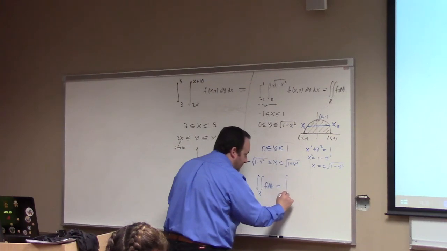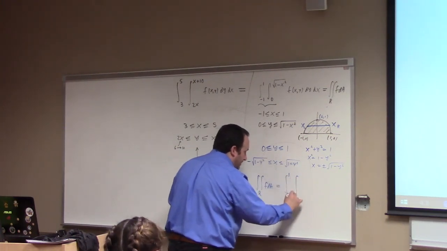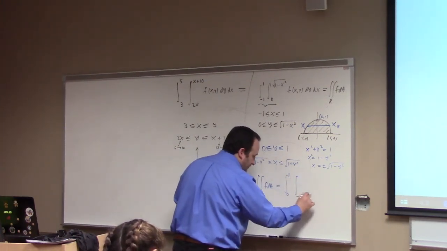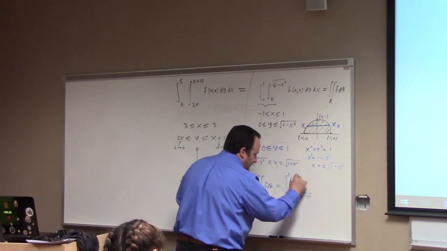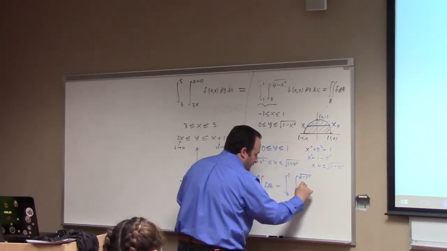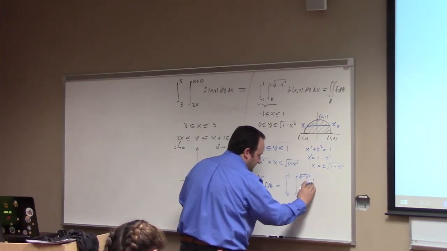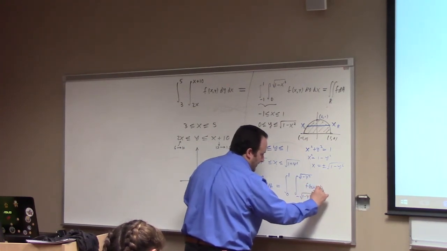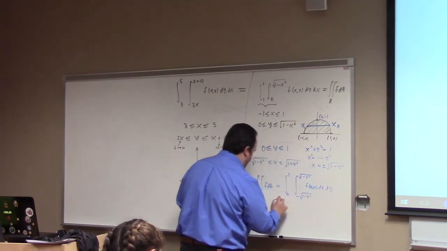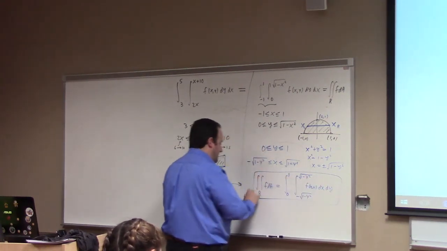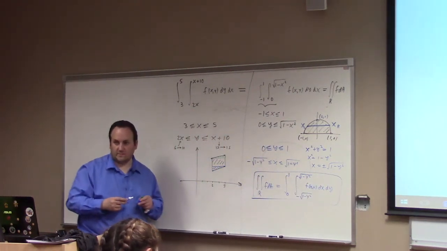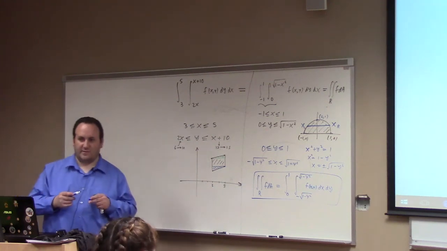In other words, the integral over R of f dA can be rewritten as a type 2 integration of the following form: 0 to 1, and minus the square root of 1 minus y squared to the square root of 1 minus y squared of f of xy dx dy. And that actually would be a reasonable test question as compared to my first one, which would just be mean.